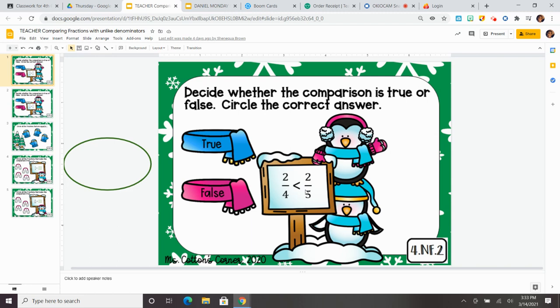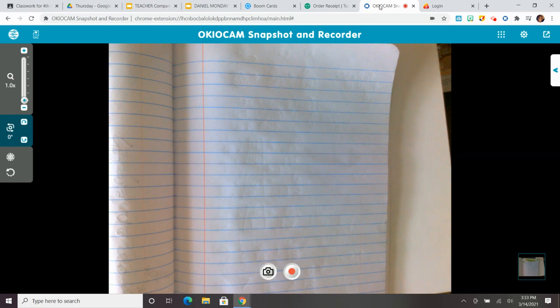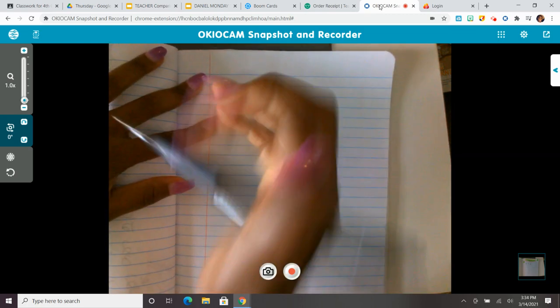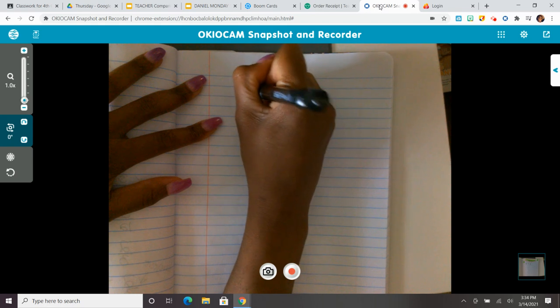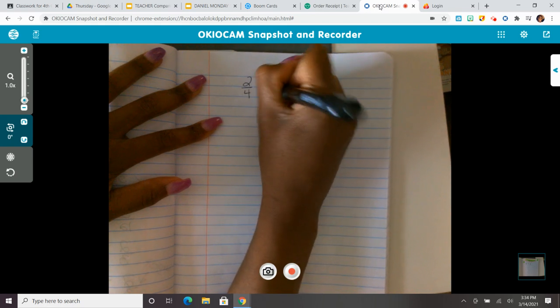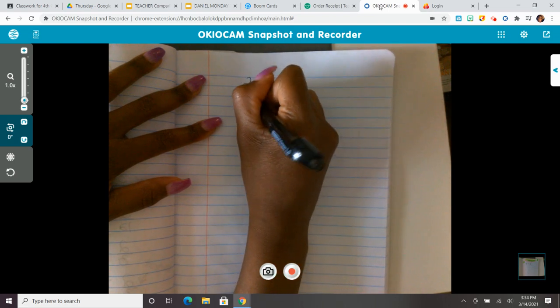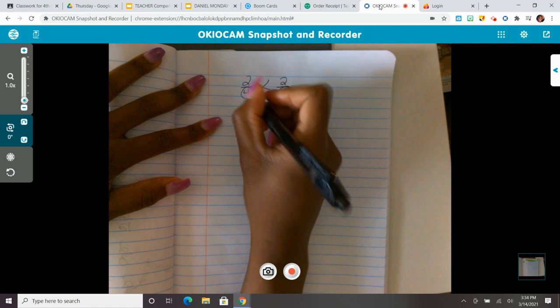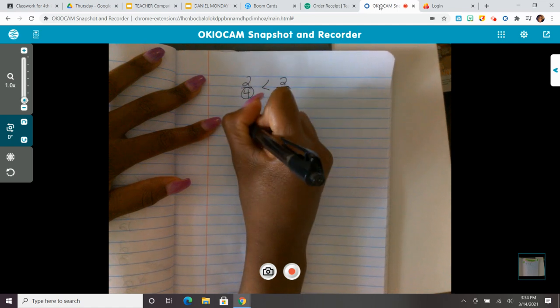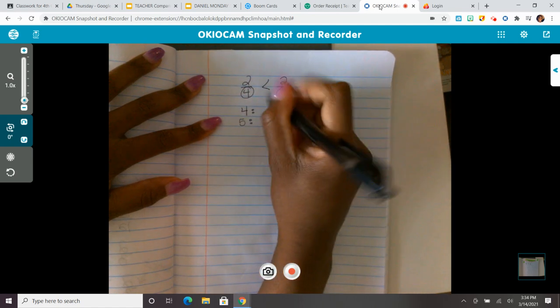Okay? And remember we talked about if they have the same numerators, you can compare the denominators. And the larger the denominator, the smaller the piece. So if I go here, and you can see my screen, you have 2/4 is less than 2/5. You're trying to see if it's true or false, okay? All right, remember we talked about finding the multiples for both 4 and 5 and seeing which one they share.